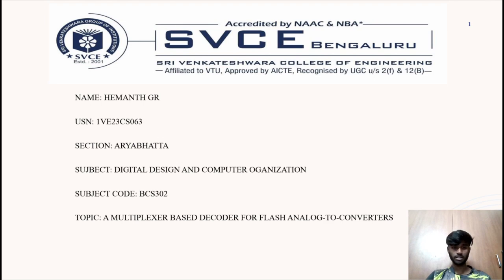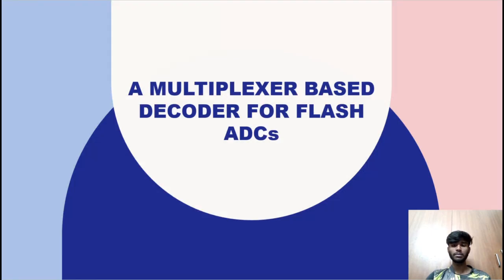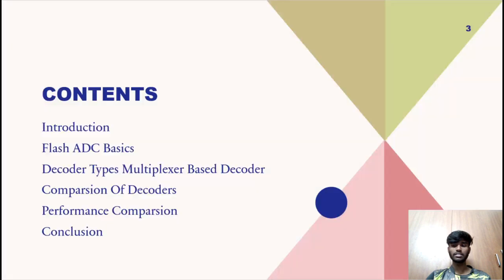Today we are discussing the topic digital design and computer organization. Subject code BCS 302. Topic: a multiplexer based decoder for flash analog to digital converters. The contents are introduction, flash ADC basics, decoder types, multiplexer based decoders, comparison of decoders, performance comparisons, and conclusions.